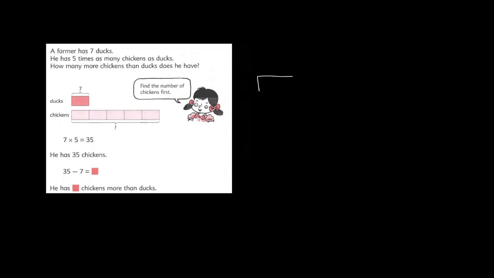Let's try another problem. So now a farmer has 7 ducks. He has 5 times as many chickens as ducks. So we have to be careful. So here are the number of ducks. And now the chickens, please note, are 5 times as many chickens as ducks. So if I want to look for chickens, maybe I should make my ducks a bit smaller, because otherwise I won't be able to fit in the space. So this is the size of a duck. So 7 ducks.